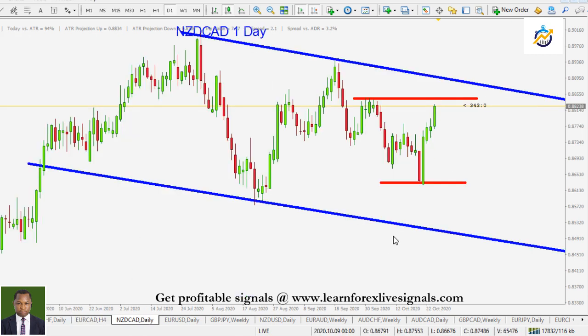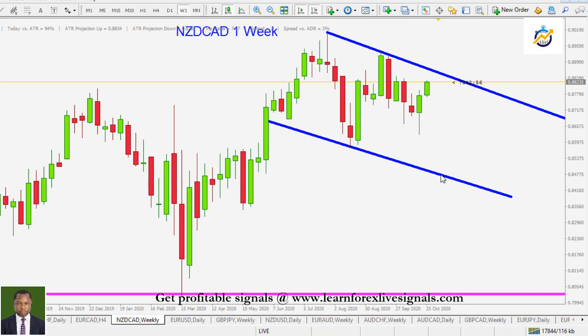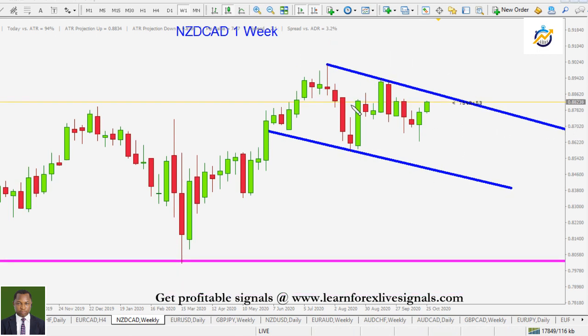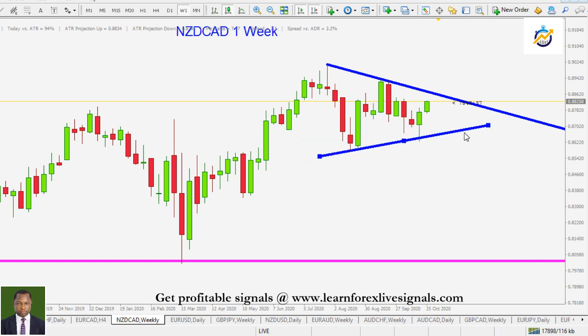All right, the New Zealand dollar against the Canadian dollar. Well, in the weekly time frame, we had anticipated this channel formation. This is the upper boundary as resistance, and we had anticipated this as support. But price fell shy, bounced off somewhere in the air, and is now pushing to the upside. So we are simply going to be readjusting our level.